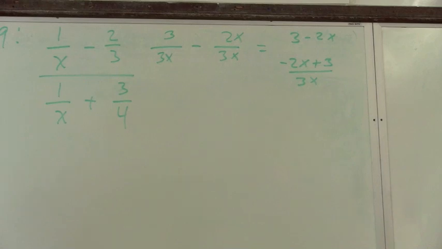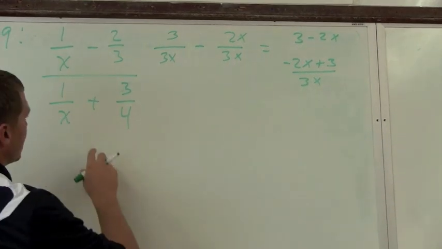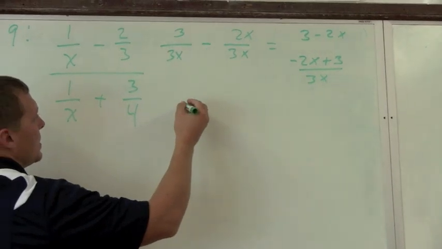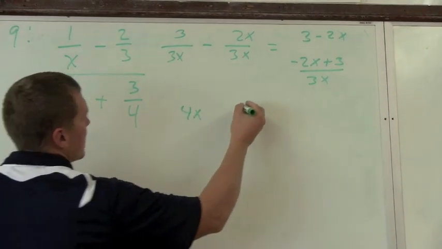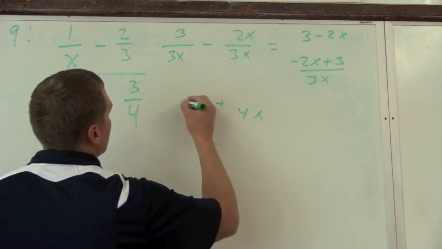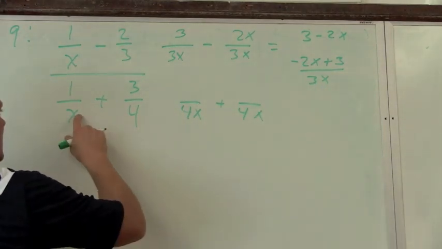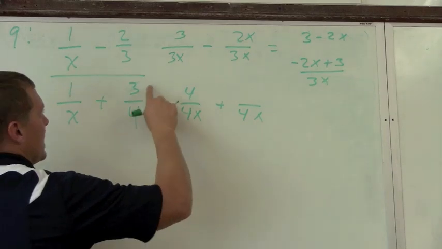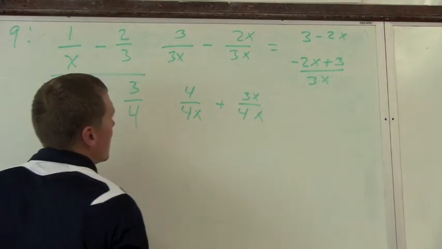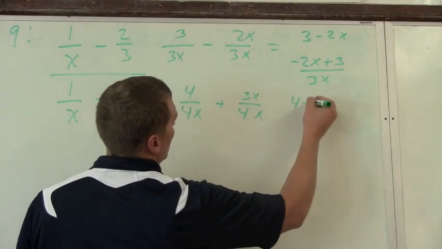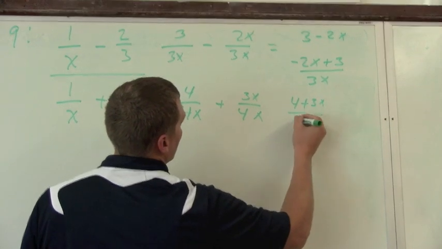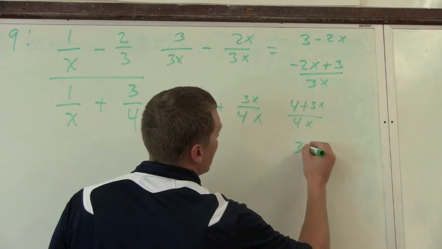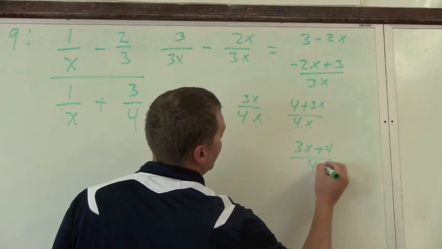Okay? The bottom, we got to do the same thing. We got to find a common denominator. Well, we just multiply the two things together. That gives me 4x. That means I had to multiply this by 4, I had to multiply that by 4. I had to multiply this by x, I had to multiply that by x. Combine them together, I get 4 plus 3x over 4x, which I can rewrite as 3x plus 4 over 4x.